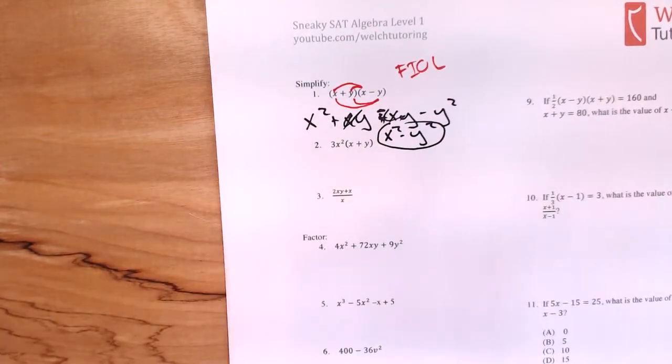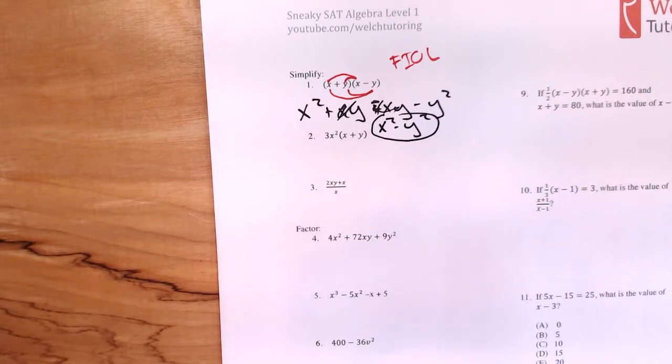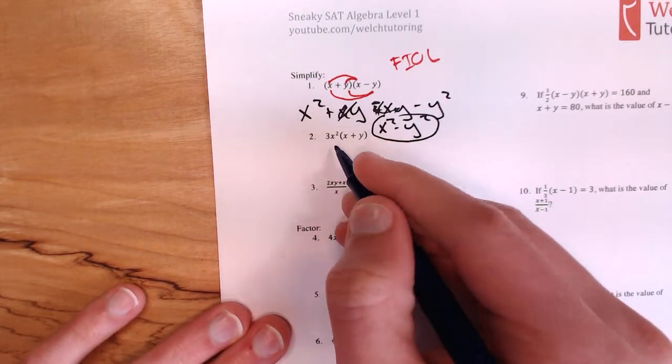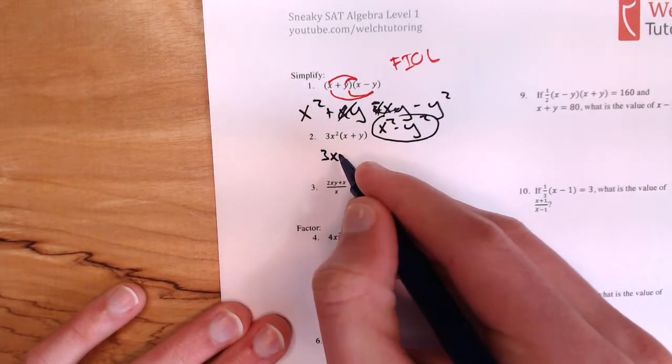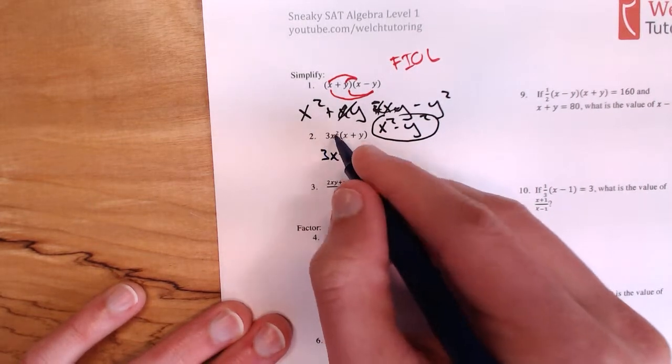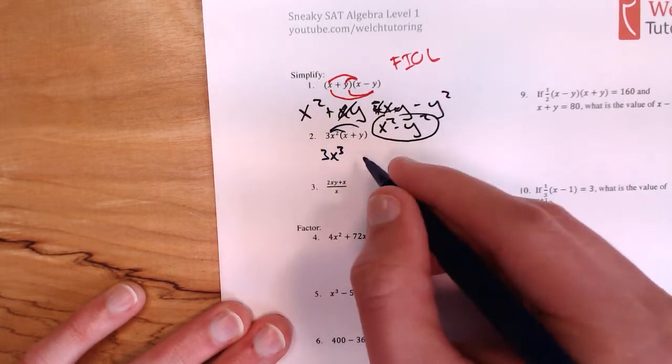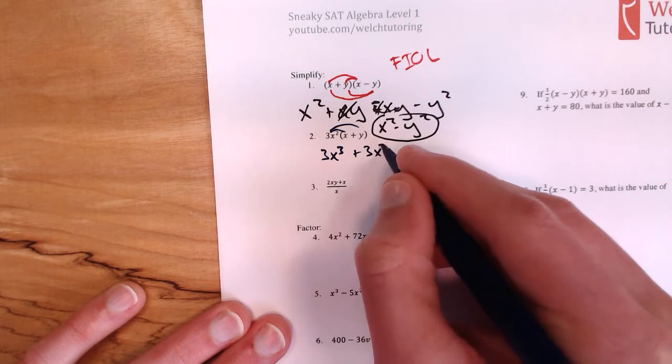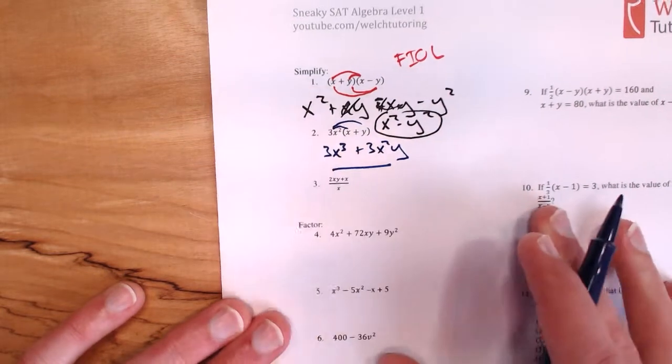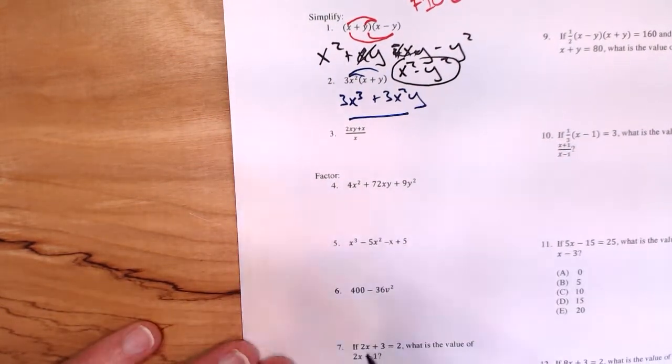Okay, number 2 says 3x squared times x plus y, and now we need to distribute the 3x squared. So first, what is 3x squared times x? It's 3x cubed. And now what is 3x squared times y? It's just 3x squared y. And that's it.